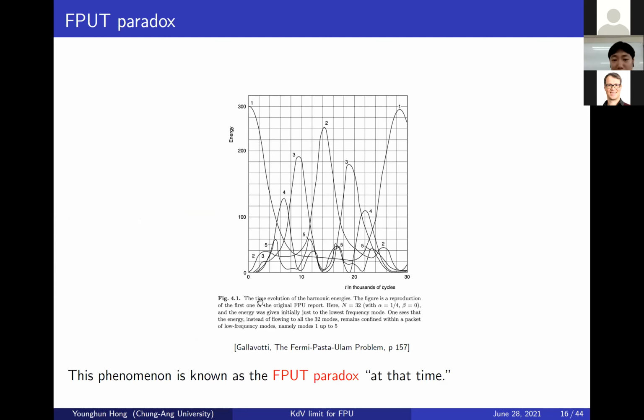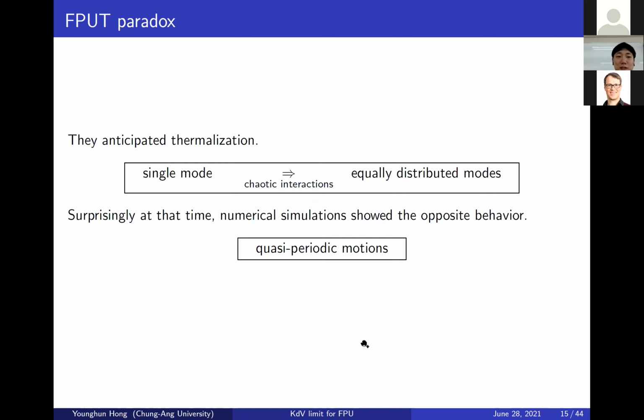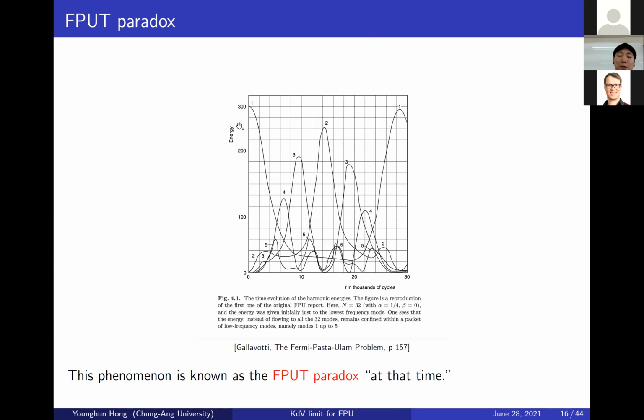And this is the picture of the numerical simulation I got from this book. What it says is that if we insert a single mode as initial data, for instance a sine function, then since this is a nonlinear dynamical system, we may expect the single mode to be separated into many different sine or cosine functions with different frequencies. Okay, and at that time, these physicists expected that everything would be equalized. The energy localized in a single mode can be distributed to other frequency waves.